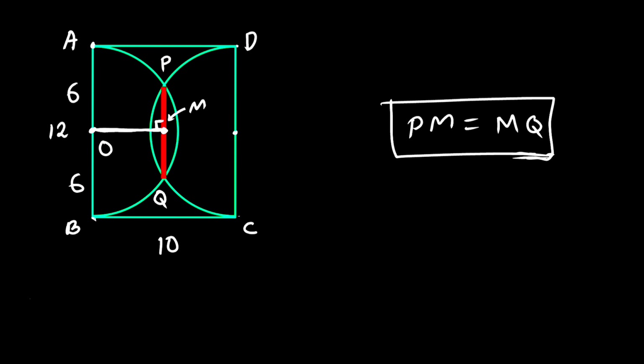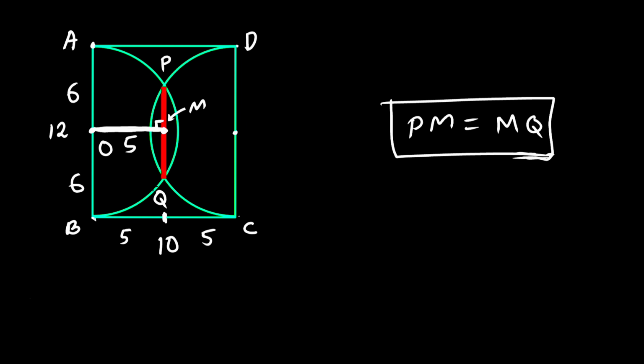Now, let's determine the distance OM. The rectangle has width BC equal to 10 units. Because the figure is perfectly symmetric, the chord PQ lies exactly halfway across the rectangle. Therefore, OM is half of 10, which is 5 units.